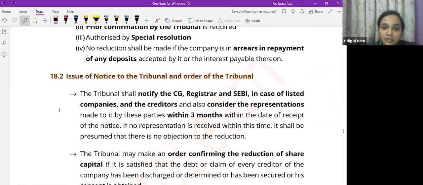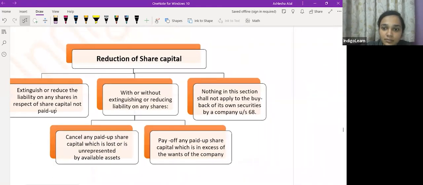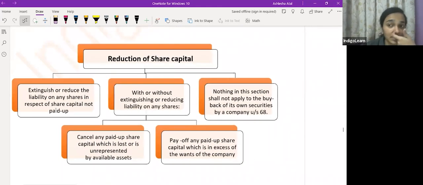Yes. So what is happening? Reduction in share capital. Reduction कैसे हो सकता है? First was extinguish or reduce the liability on any shares. So this is the first situation जो हमने समझा था. जो paid up ही नहीं है, आप उसी को cancel कर रहे हो. However, second situation में जो paid up था, हम उसको cancel कर रहे थे.